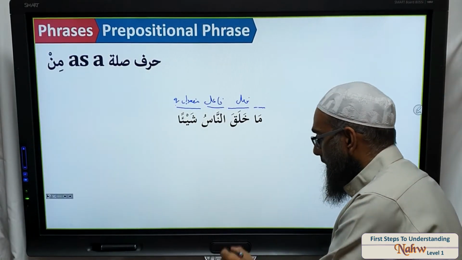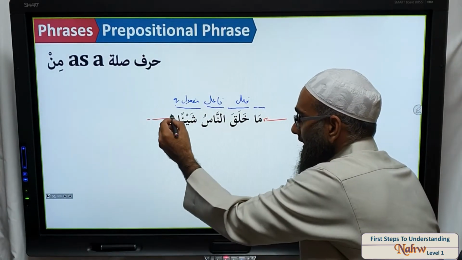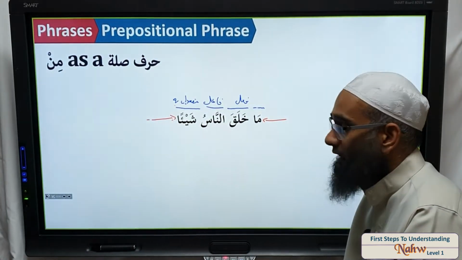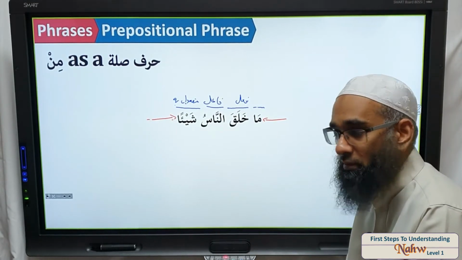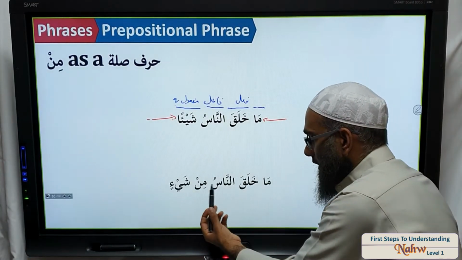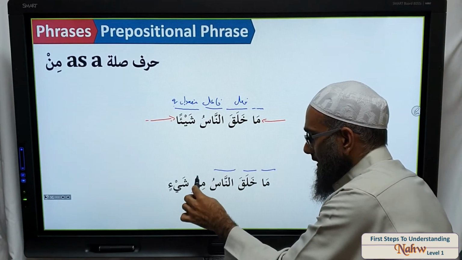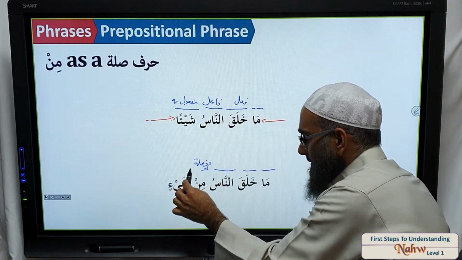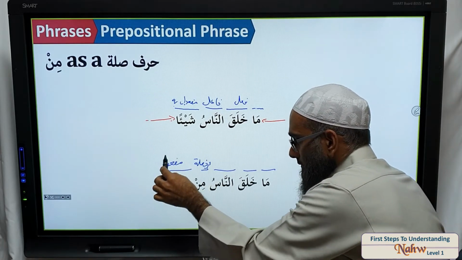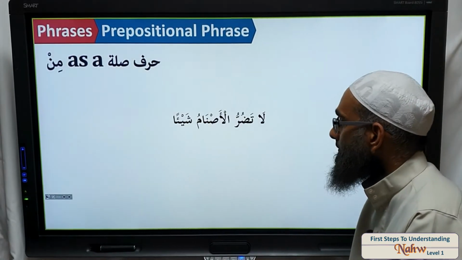Now what do we have? What's ma? Harf nafi. What is shay'an? What kind of word? Nakira word. If we want to emphasize this sentence, what could we say? Ma khalaqa an-nasu min shay'. So harf nafi, fi'l, fa'il, harf sila, and it becomes maf'ulun bihi. Do you understand?